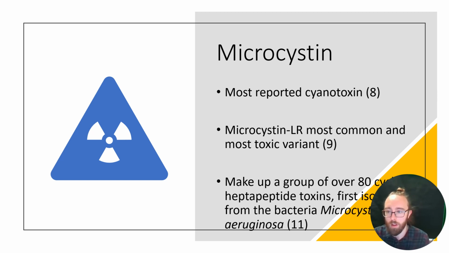other studies. They're most commonly found in freshwater lakes and ponds, and they make up a group of 80 cyclic hepatopeptide toxins, and they're produced by the bacteria from which it was first isolated, yes, Microcystis aeruginosa. My apologies. The purpose of this presentation is to examine the toxin microcystin and highlight its sources, pathways, receptors, and controls in freshwater environments.